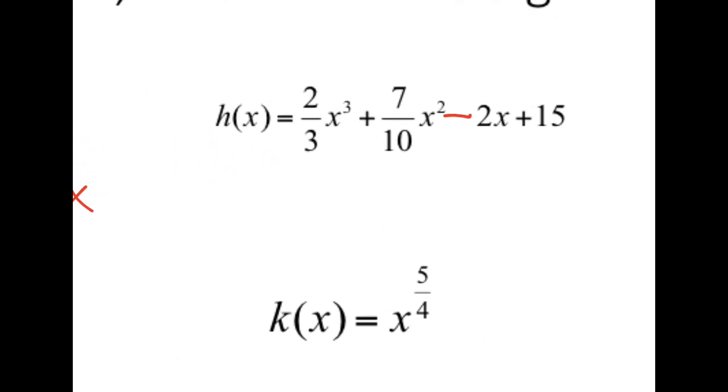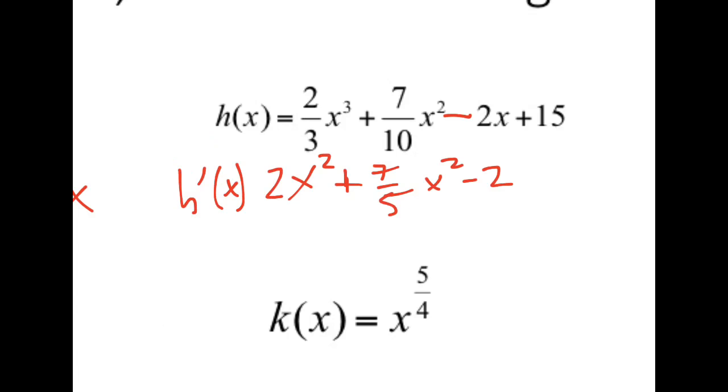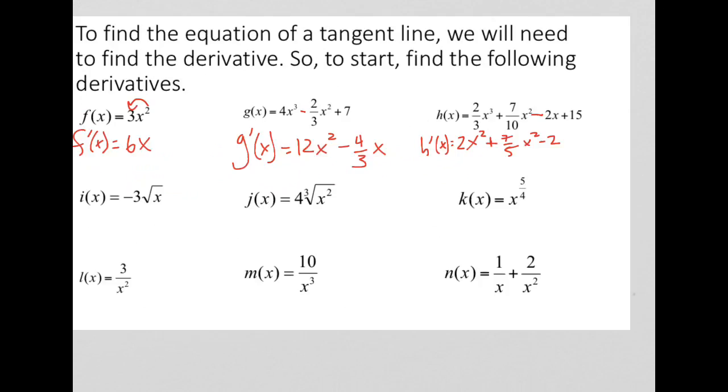So let's go ahead and do h of x here. Power rule running through. 3 times 2/3 gives me 2x. Drop the power by 1, I get squared. Plus 2 times 7 gives me 14 over 10, which is the same as 7 over 5 x squared, minus the derivative of 2x is 2. And the constant term goes away. So that is my derivative, h prime of x.